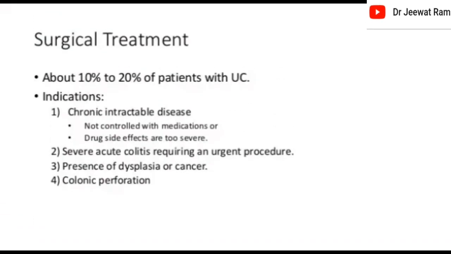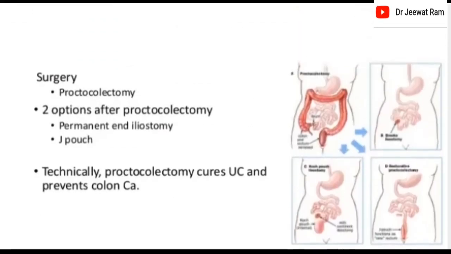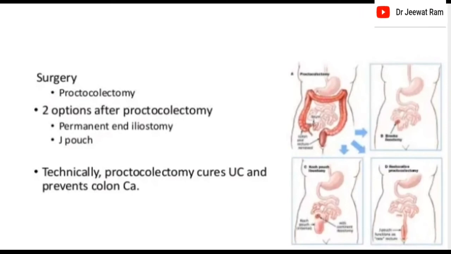Surgical treatment is needed in about 10% to 20% of patients with ulcerative colitis. Indications: chronic intractable disease, not controlled with medications or drug side effects are too severe. Severe acute colitis requiring an urgent procedure. Presence of dysplasia or cancer. Colonic perforation. Surgery: proctocolectomy, with 2 options after proctocolectomy: permanent ileostomy and J-pouch. Technically, proctocolectomy cures ulcerative colitis and prevents colon carcinoma.